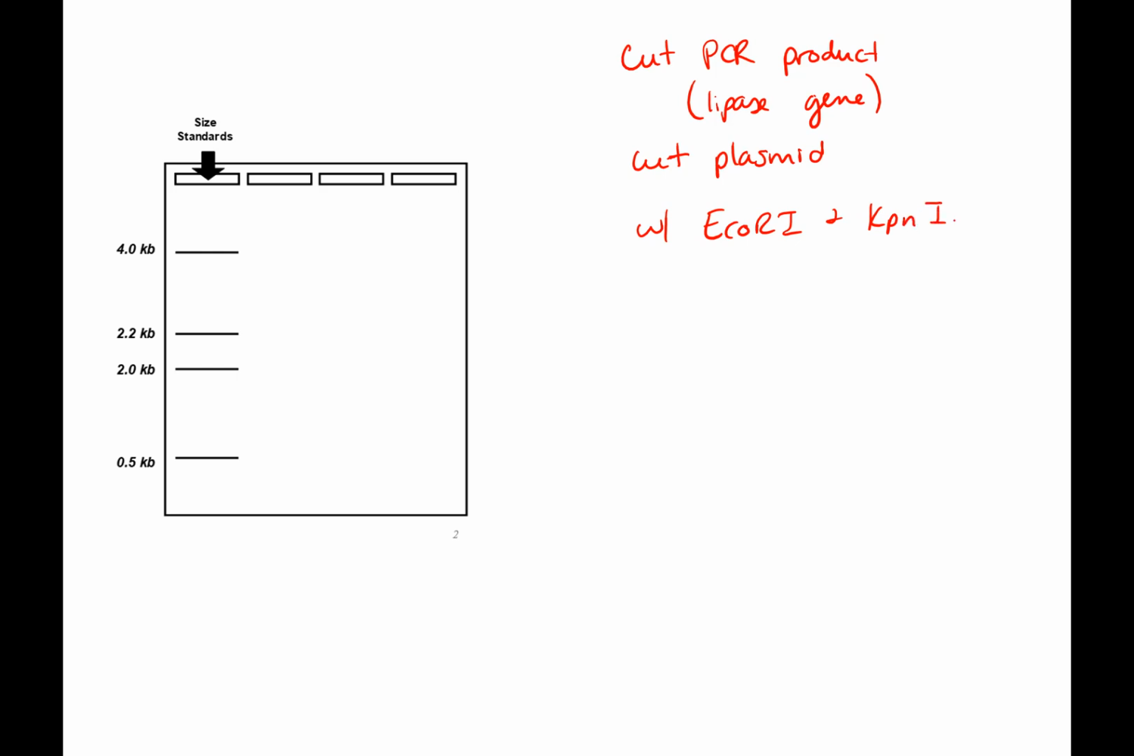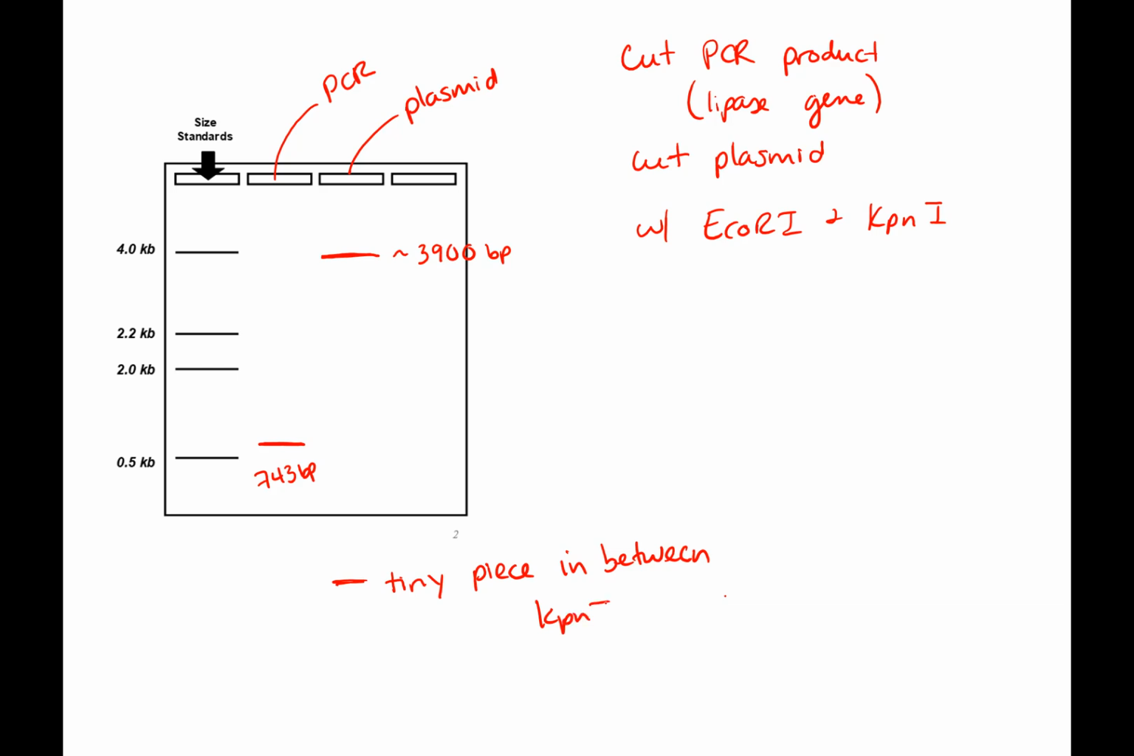And you would run those on a gel to make sure your PCR is the right size. So if you put your PCR sample here, you would see a band representing the 743 base pairs of the gene. And if you run your plasmid that you cut, it should open up, and it's about 3,900 base pairs, and there would be a little teeny fragment that would run off your gel. This is the tiny piece in between the KPN1 and EcoR1 sites. It's so small you honestly would not see it on a gel, but you would see this nice band here showing that you did cut the plasmid.